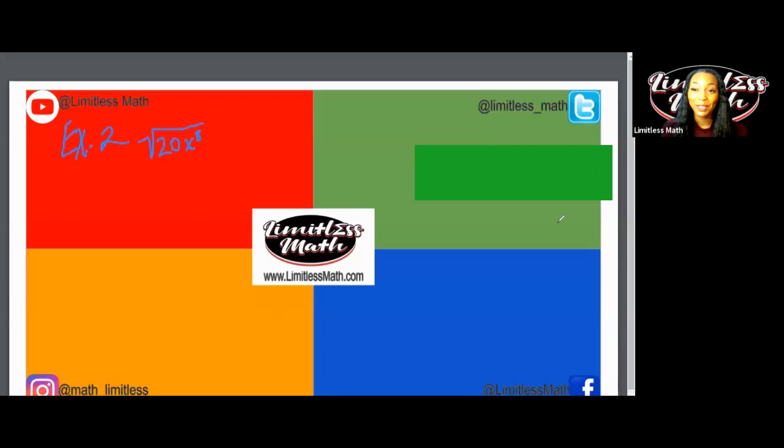Let's do another example. Example 2 has the square root of 20x to the 8th. So notice this time I have variables involved. So we're simplifying a square root with variables, all right? Or simplifying radical expressions. We want to go through the same process. We're going to use prime factorization to break down this 20 is the first thing we'll do.